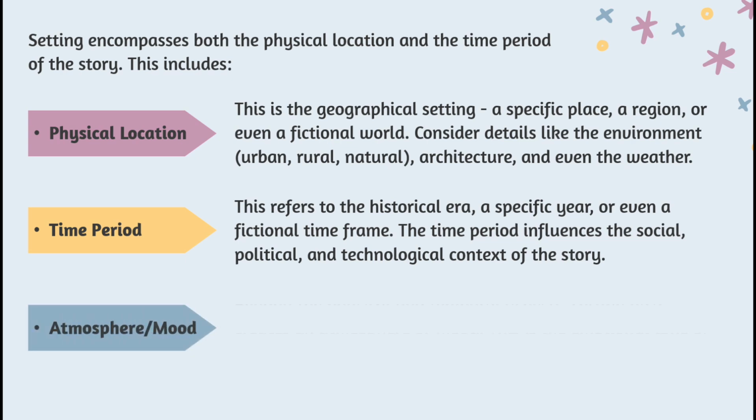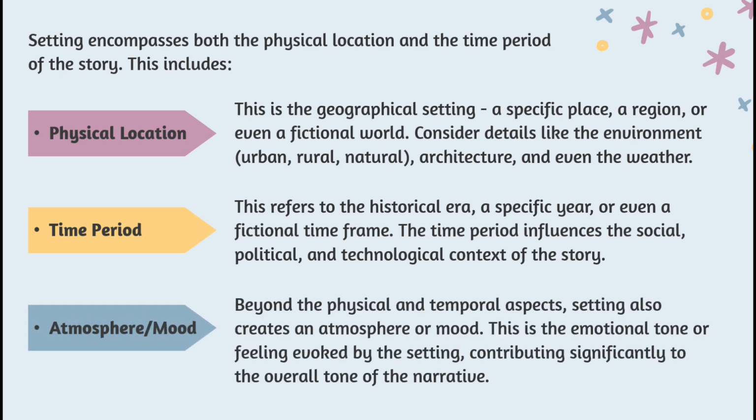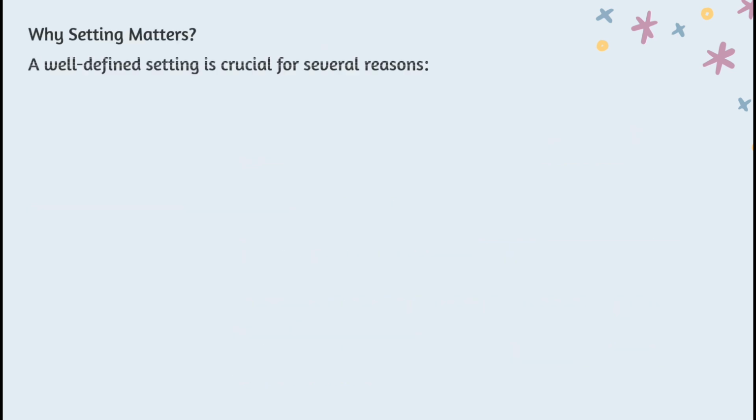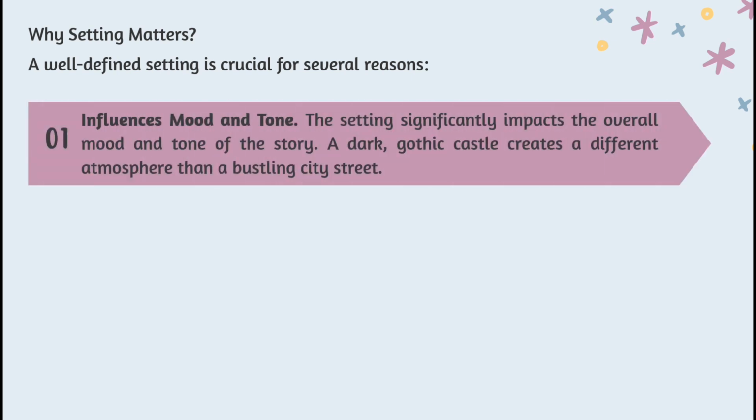Atmosphere or mood. Beyond the physical and temporal aspects, setting also creates an atmosphere or mood. This is the emotional tone or feeling evoked by the setting, contributing significantly to the overall tone of the narrative. Why setting matters. A well-defined setting is crucial for several reasons. Influences mood and tone. The setting significantly impacts the overall mood and tone of the story.